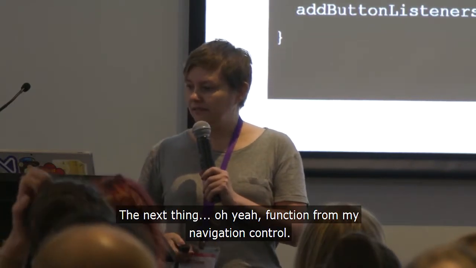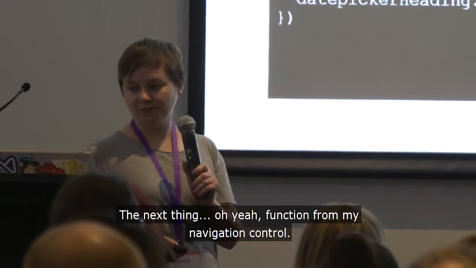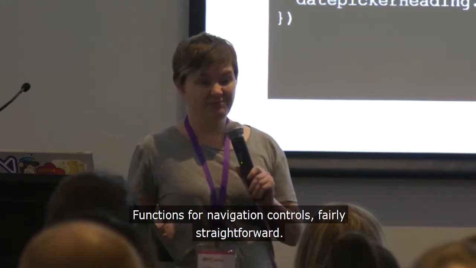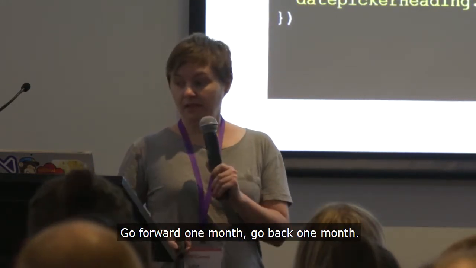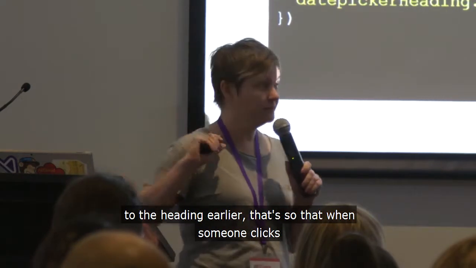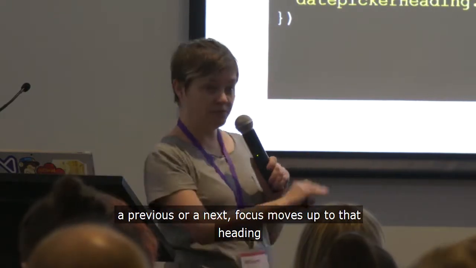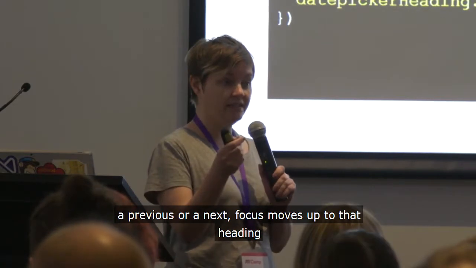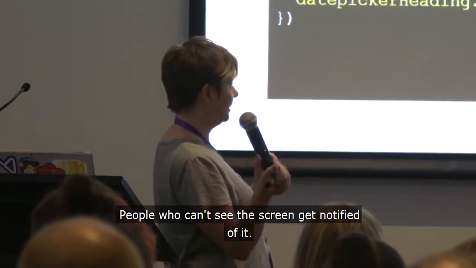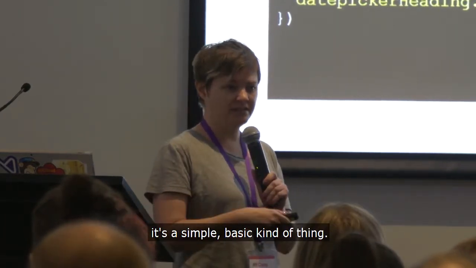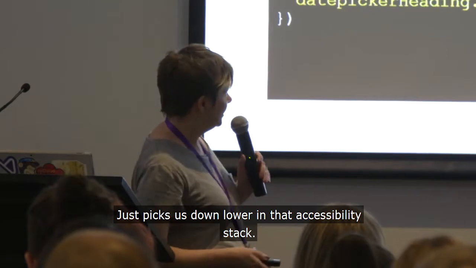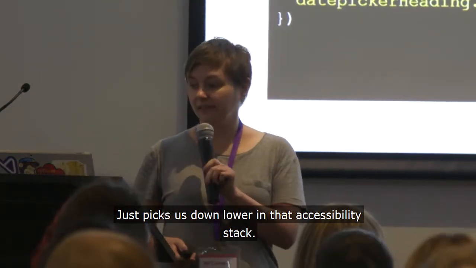The next thing, oh yeah, functions for my navigation controls. I have to look at my slides to see what I'm going to say next. Functions for navigation controls, fairly straightforward. Go forward one month, go back one month. If you remember when I added the negative tabindex to the heading earlier, that's so that when someone clicks a previous or a next, focus moves up to that heading, and as the heading gets updated to say, oh, now we're in June, not July, people who can't see the screen get notified of it. It's a simple, basic kind of thing. Again, it doesn't rely on ARIA, just keeps us down lower in that accessibility stack.